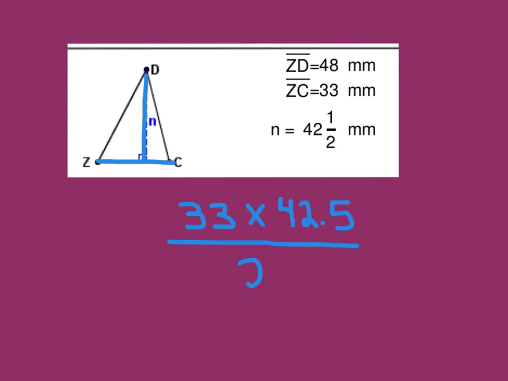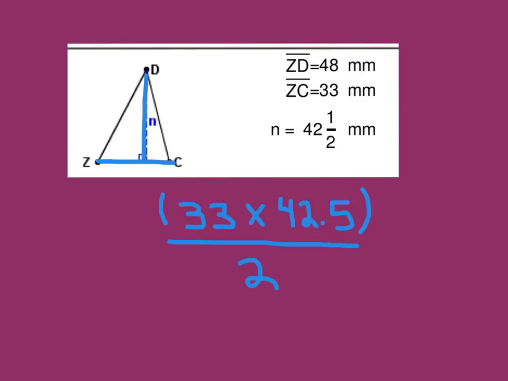Now, depending on the kind of calculator you have, you might have to put parentheses in here if it's not a scientific calculator. If it's a scientific calculator, it'll do this equation no problem. So let's pop in our 33 times 42, and then we're going to divide that by 2.